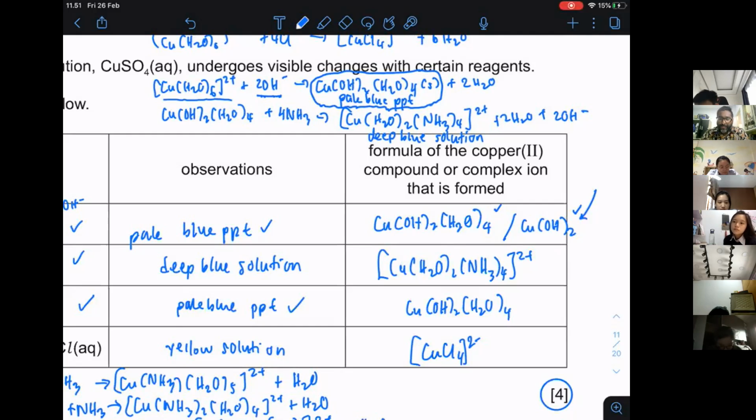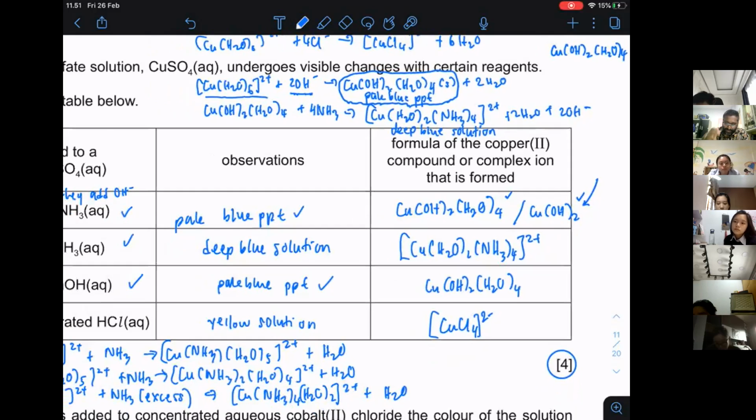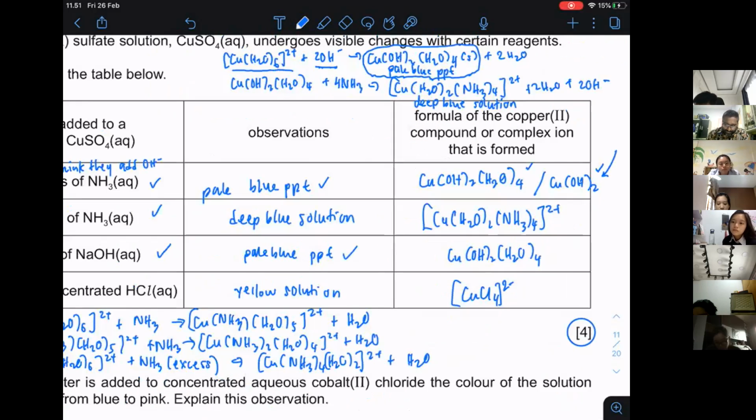So I want you to remember that the moment we see copper and the one related to the precipitate, which is the pale blue precipitate, it is copper hydroxide, Cu(OH)2. Then do remember to include the water, which is going to be 4 moles of water. So that is the one that is going to give you the pale blue precipitate, and the answer is going to be the same over here.